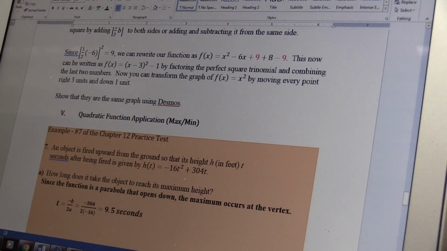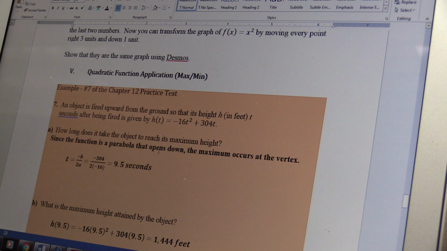So the next thing that we're going to look at is an application tied to quadratic functions, and I'll do that in another video, and then we will look at variation after that.